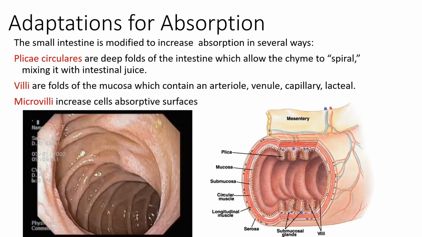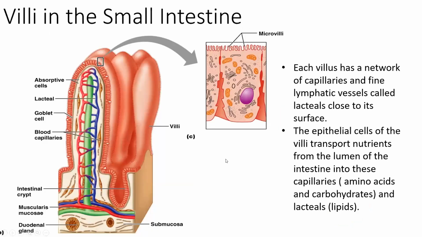So here are your villi right here. The little finger folds sticking out off of the plicae, and then these little tiny structures here are the microvilli that you see here. Now, also remember that these are simple columnar cells lining the small intestine. Underneath the simple columnar cells are going to be fenestrated capillaries.